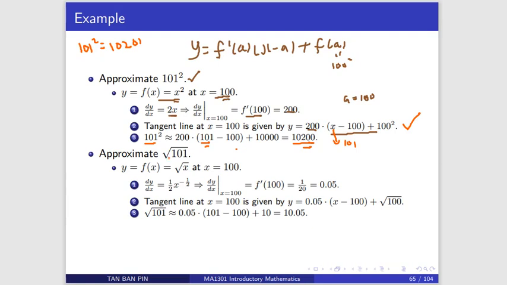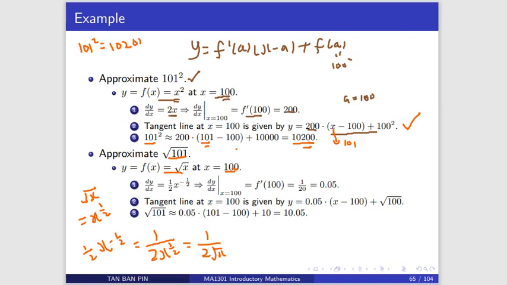As for the other example, square root of 101, you should consider f x to be square root x, and you write x equal to 100. Differentiating square root x is the same as differentiating x power half, which will give you half x power minus half, which you can write as 1 over 2 square root x.